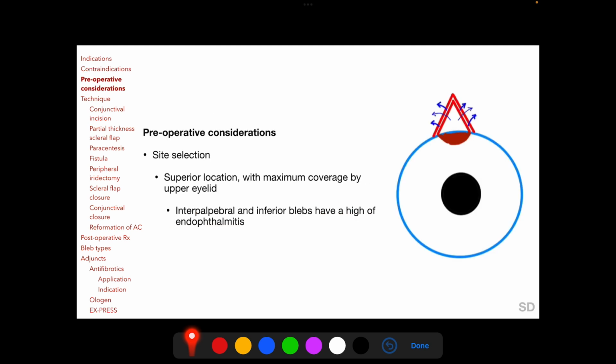When surgery has been planned and before performing the surgery, certain preoperative considerations are important prior to trabeculectomy. First is site selection, and a superior location is selected which gives maximum coverage by the upper eyelid, and it has been seen that interpalpebral and inferior blebs have a high risk of endophthalmitis.